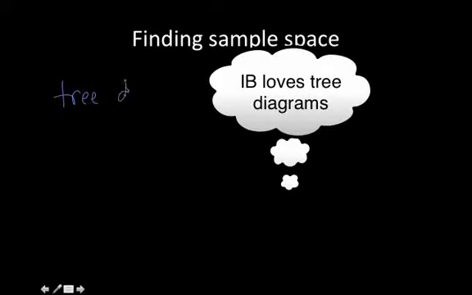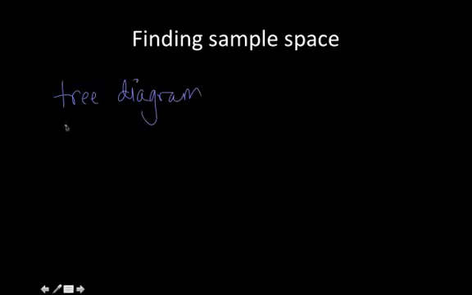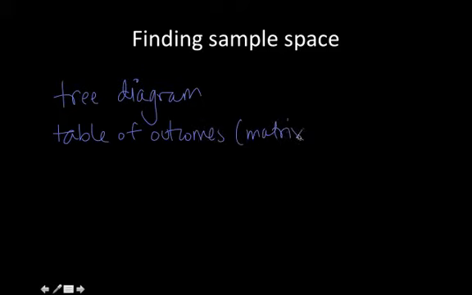So how we're going to find sample space, there are 2 ways that I'm going to show you. I'm going to show you how to use a tree diagram. And I'm going to show you how to just list a table of outcomes, probably using a matrix. So let's start with this tree diagram.